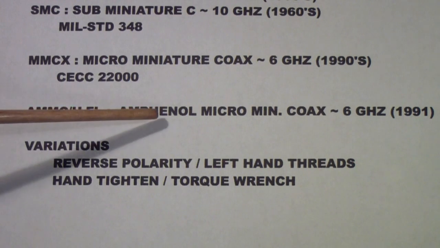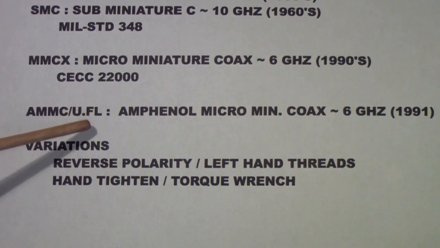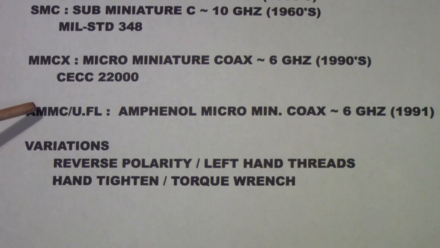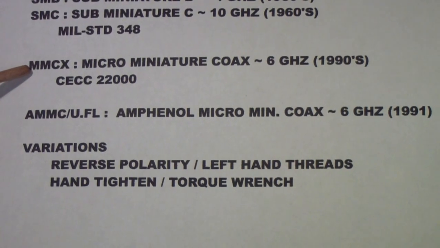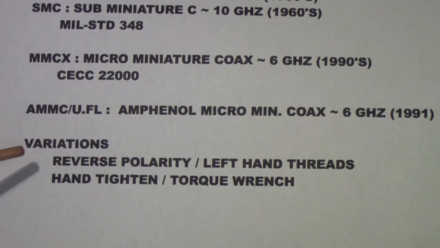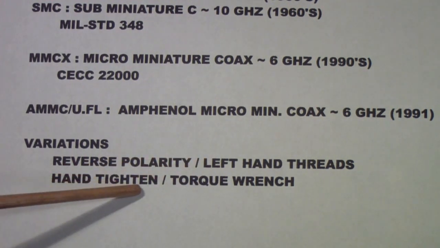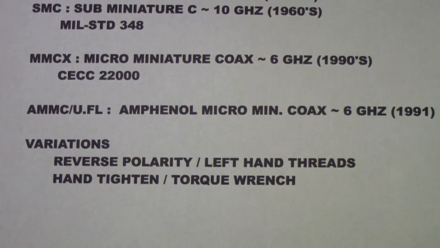But recently, Amphenol has begun making a micro-miniature coax, which is identical to the UFL. It mates with it and everything, that they call the AMMC, and I'm going to talk about that in part so that you won't confuse it with the MMCX. They are different. And finally, we'll talk about some of the variations. For example, the fact that some of these come in reverse polarity, some of them come with left-hand threads, some of them are intended to be hand-tightened, and some are intended to be tightened with a torque wrench. So if that looks interesting to you, stay tuned.